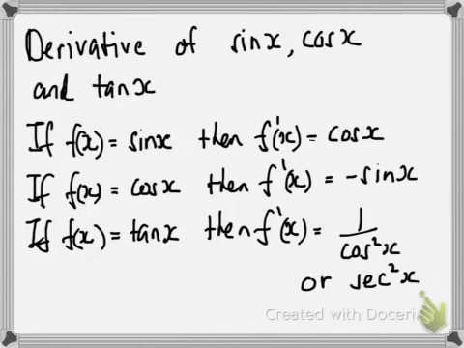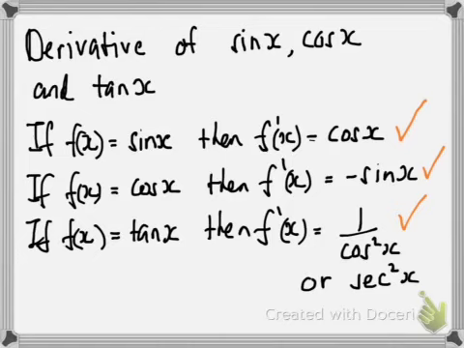This video is about the derivative of sine x, cos x and tan x. So here on the first slide I've got three rules. First of all, the derivative of sine x is cos x. The derivative of cos x is negative sine x. The derivative of tan x is 1 over cos squared x, or as it's sometimes known, sec squared x.